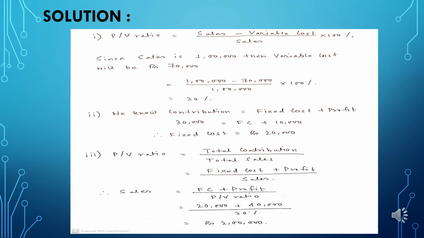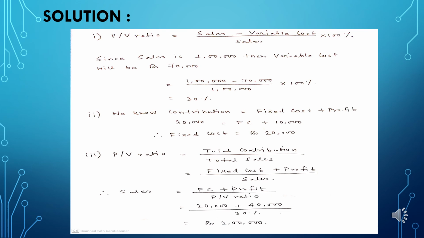Now, to find out the fixed cost, we need to just change certain formulas, where we know that contribution is fixed cost plus profit. The contribution figure comes to 30,000, where sales minus variable cost is 1 lakh minus 70,000. So the contribution figure is 30,000. Fixed cost we have to find out, and we know our given profit is 10,000. From here the fixed cost can be easily calculated at 20,000.